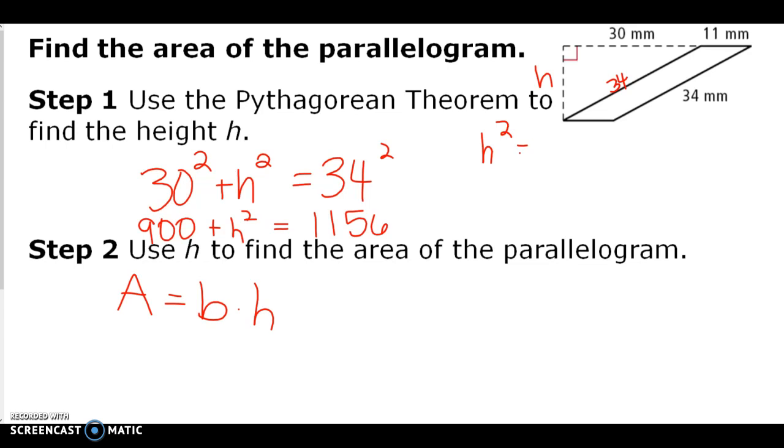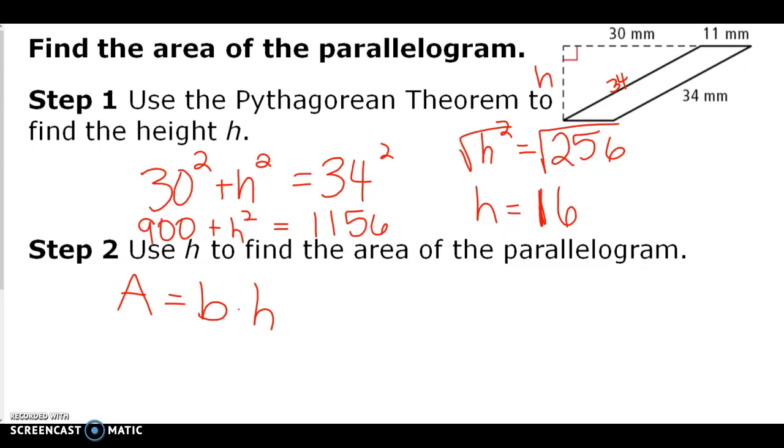We still have h squared is equal to 256. How do I get rid of a square? Square root. I take the square root. Put that in your calculator. What's the square root of 256? 16. 16 is a nice pretty number. What if it wasn't a nice pretty number? What if it was like the square root of 17? You just leave it. So that way we can get the most precise area that we can get.